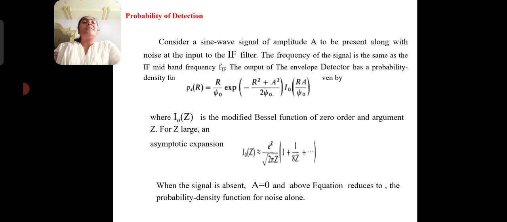Next, we have to consider the probability of detection. First we find the probability of false alarm: how many false alarms we are getting in a particular time, that is, noise signals which are crossing the threshold level. Now what we are going to do is the probability of detection. Consider a sine wave of amplitude A to be present along with the noise at the input to the IF filter. The frequency of the signal is the same as the IF mid-band frequency f IF.